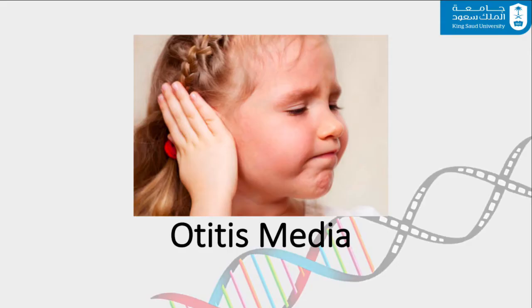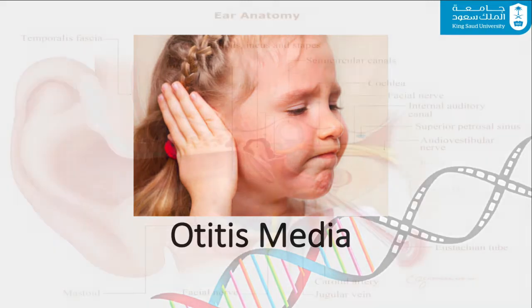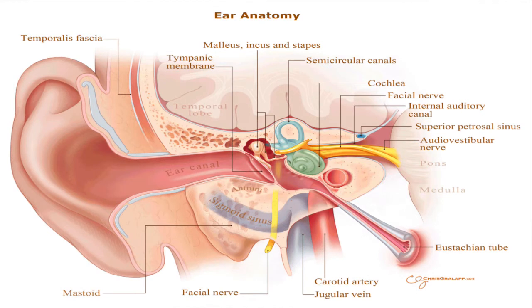Hello there. Today we're going to talk about otitis media, but first we're going to give you a brief introduction about the anatomy of the middle ear along with some physiology. The middle ear is the part of the ear between the eardrum, the tympanic membrane, and the inner ear, the oval window. Its main function is to conduct sound.